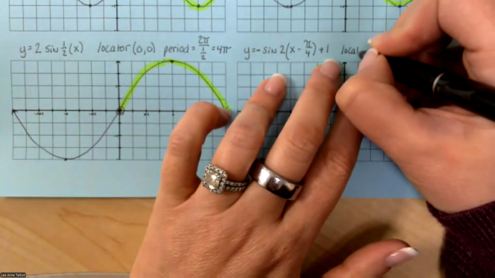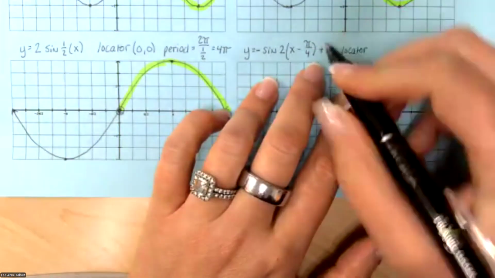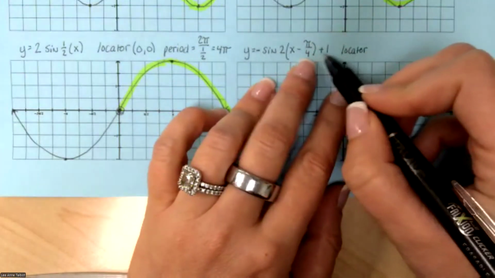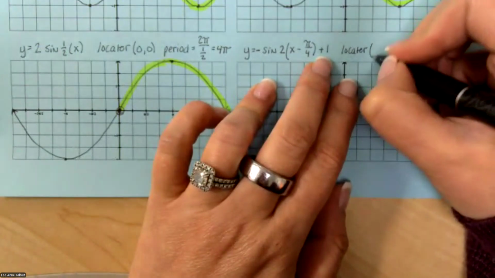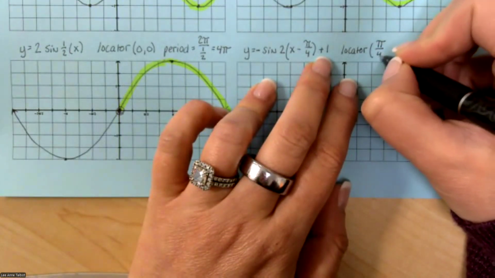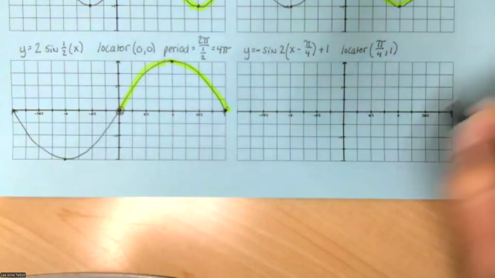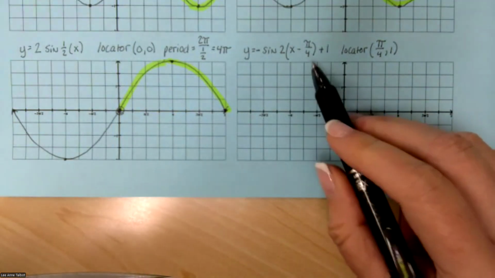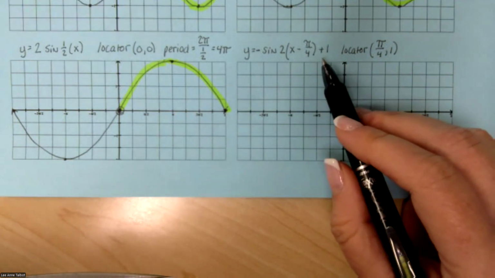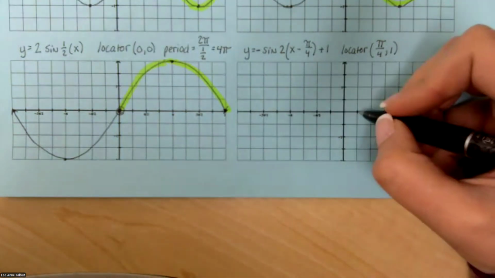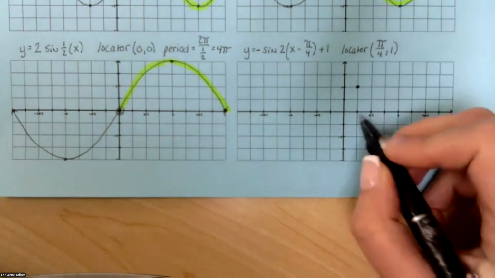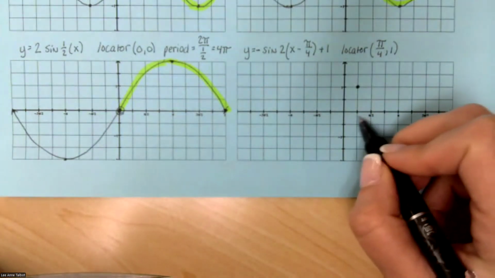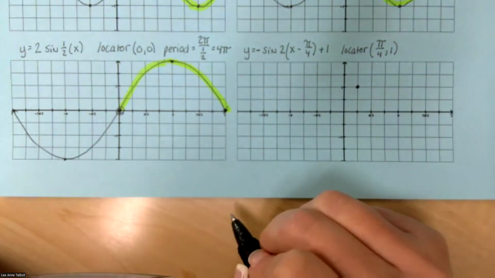Locator is positive pi over 4, 1. Everybody see where I got that from? Positive pi over 4, comma 1. Okay, so positive pi over 4, comma 1 is right here. It's not labeled, but it's half of pi over 2.